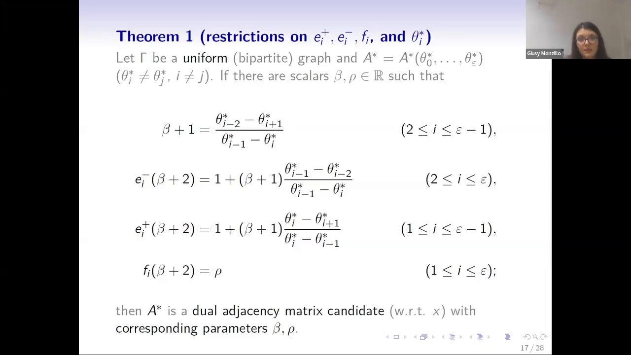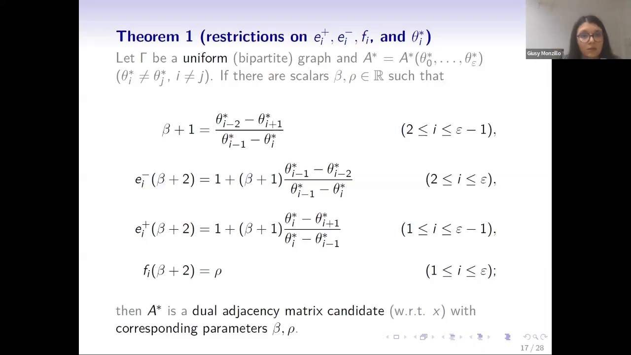And yes, you see, this is just translated into restrictions on the parameters of the uniform structure, e_i^+, e_i^-, f_i, actually also the ones appearing in A*. So let's check it together.